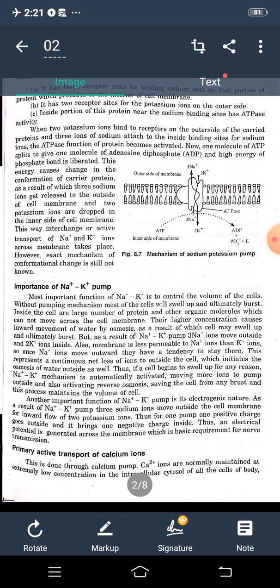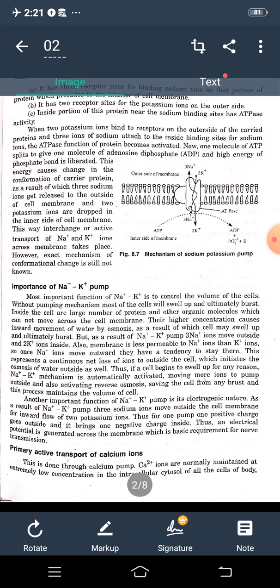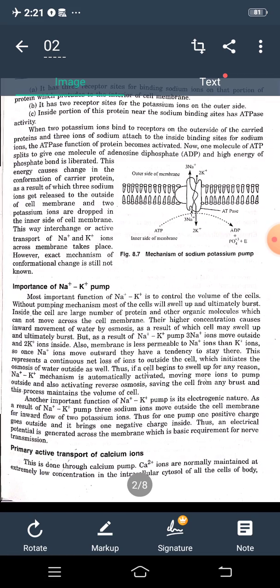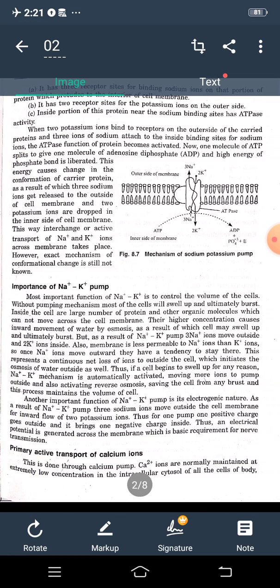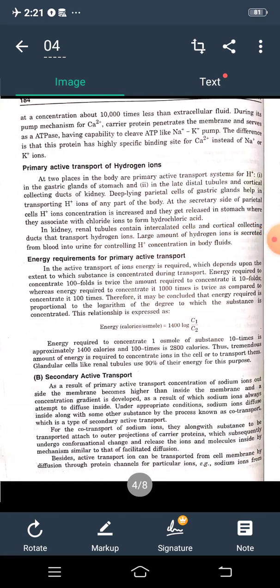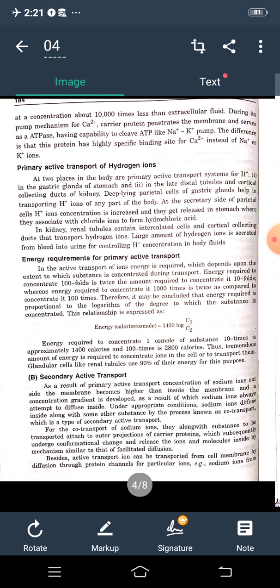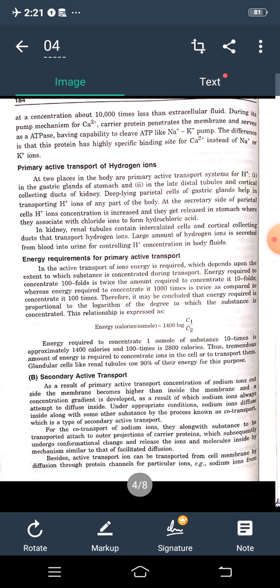Primary active transport of calcium ions. This is done through the calcium pump, and calcium 2 plus ions are normally maintained at an extremely low concentration in the cytosol of all the body cells, at a concentration about 10,000 times lesser than the extracellular fluid.